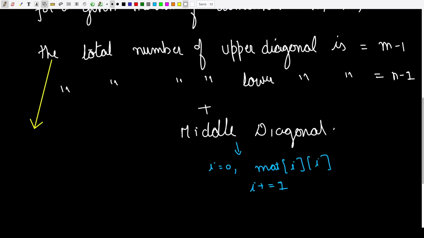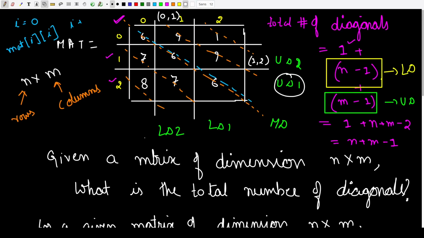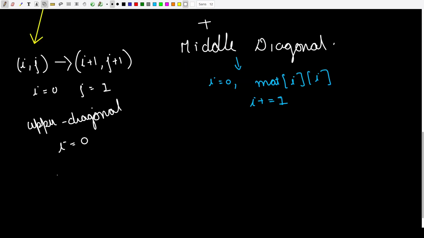So let us write it down. If we are at i, j, and what will be the starting position of i and j, we will discuss it. But if we are at i, j, then the next element will be at the position i plus 1 and j plus 1. So both the pointers need to be increased by 1. Now let us see what is the starting value of i and j. As we can see, the starting value is 0 and 1. i will be equal to 0 and j will start from 1.